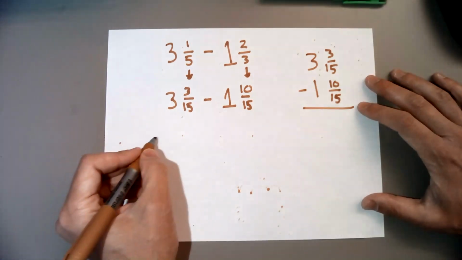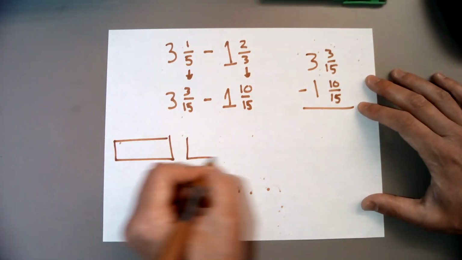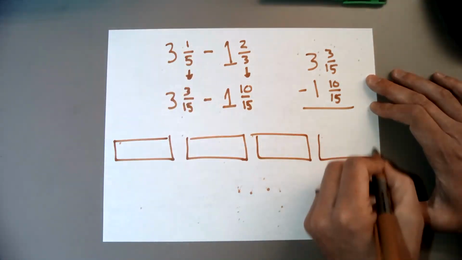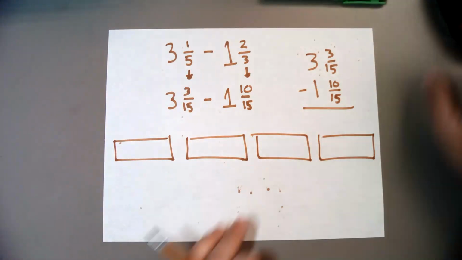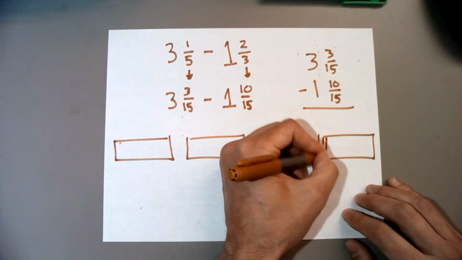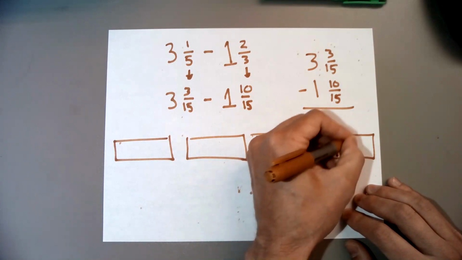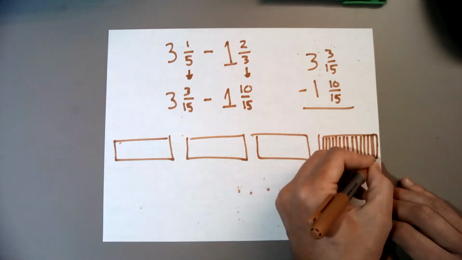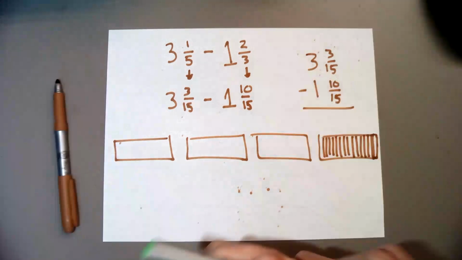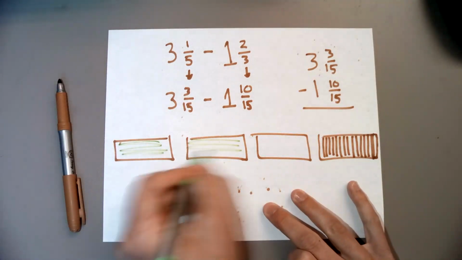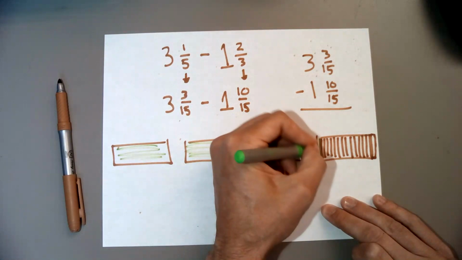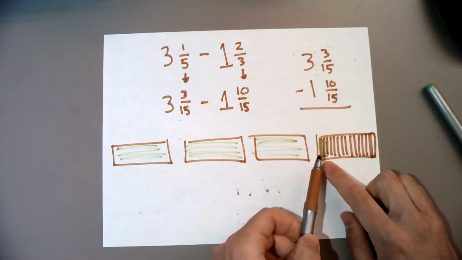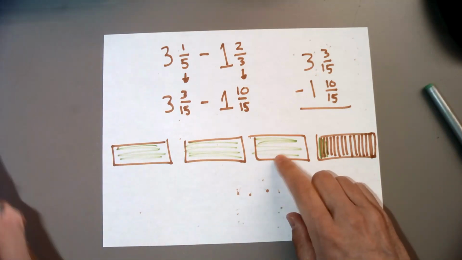So let me make my picture here. 1, 2, 3 wholes and 3/15. So there. Now I have to divide these into 15ths. There we go. You can't really see that one there, so I'll put that there. And now I have 3 wholes and 3/15. 1, 2, 3/15. Okay. If I take away 10/15, I don't have enough. So I need to make 15ths out of this as well.